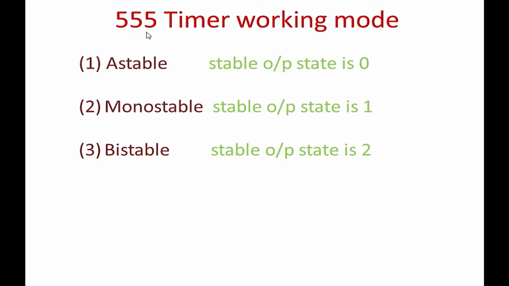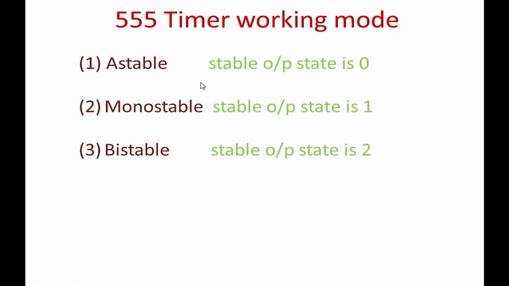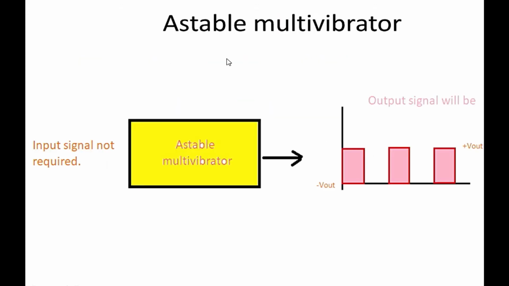Today we are going to discuss 555 timer working modes. That is astable mode, where the stable output state is 0; monostable mode, where the stable output state is 1; and bistable mode, where the stable output states are 2. So firstly we'll discuss the astable multivibrator mode.